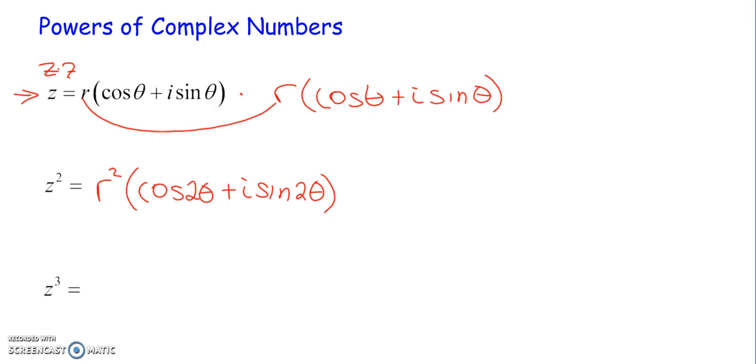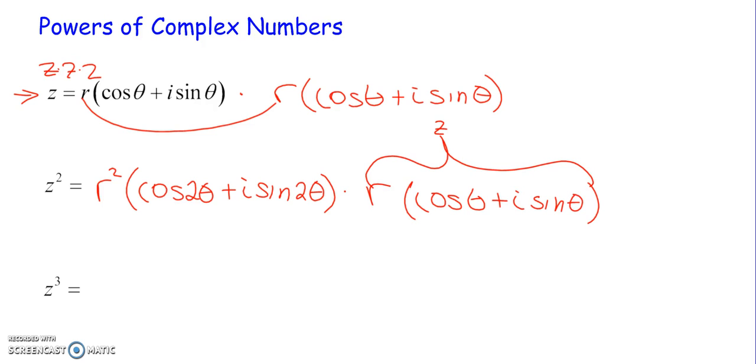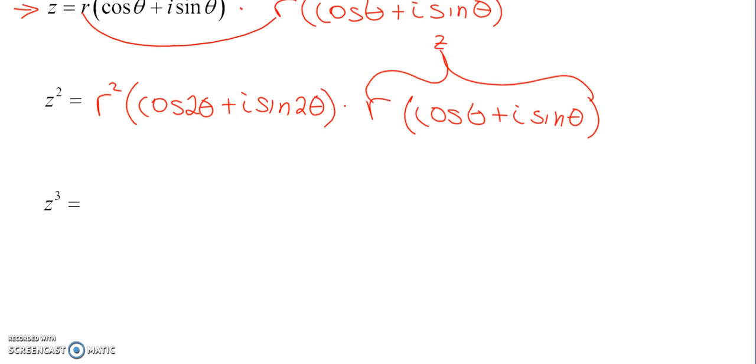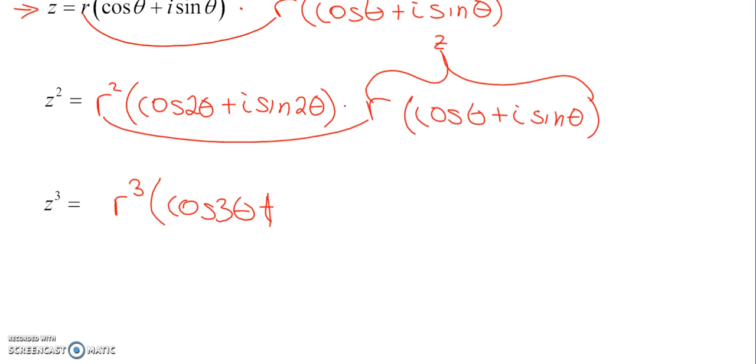And if I wanted to do z to the third, well, then I would have to do one more multiplication and multiply by z one more time. This is just z, right from the very top of the problem. I do exactly what I said we do. We multiply our r's: r squared times r is r cubed. And I add my thetas: 2 theta plus 1 theta is going to be 3 theta, plus i sine 3 theta.